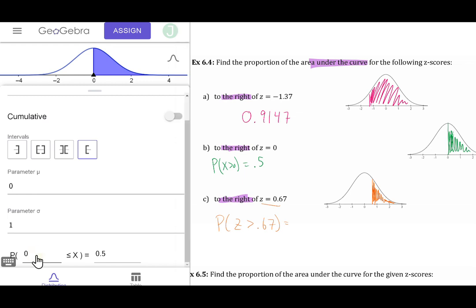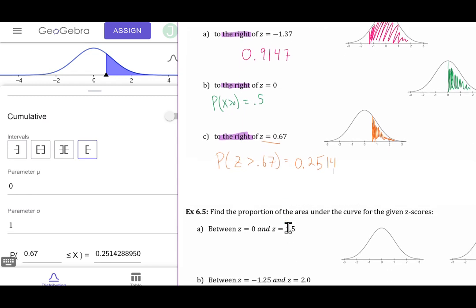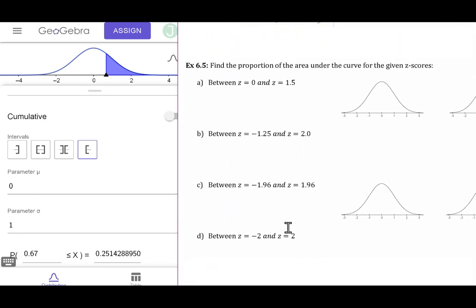So let's type in 0.67 here. And we'll get that the area is 0.2514. Not too bad so far. We have a few more examples here.